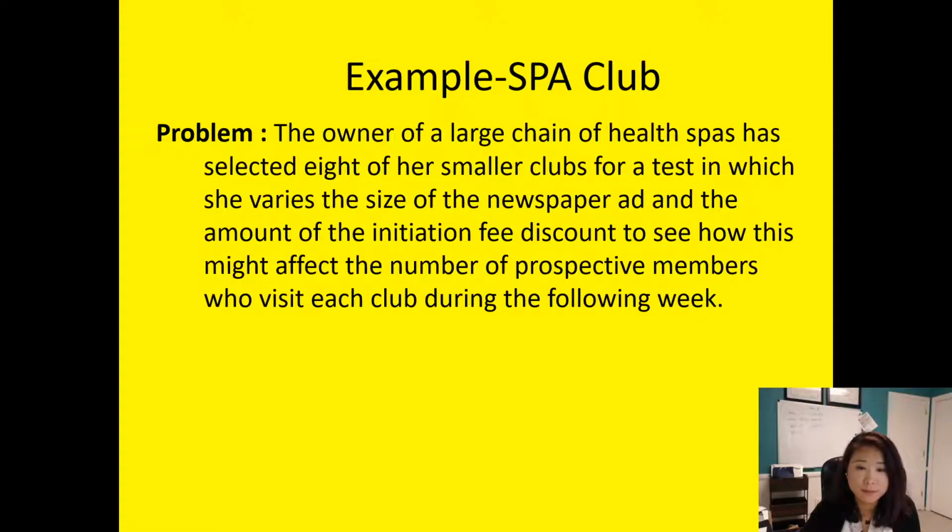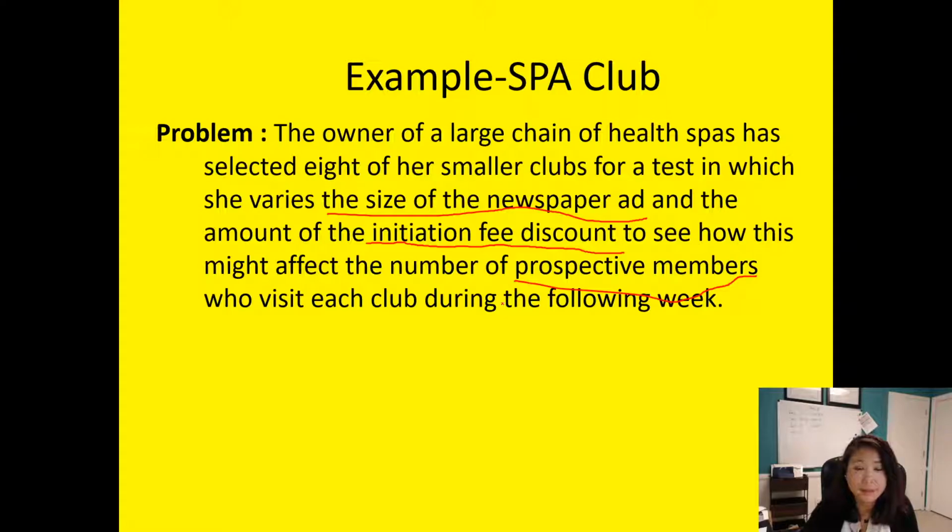Yes, 3 variables. The first variable is the prospective members. The second variable is the size of the newspaper ads. And the third variable is the initiation fee discount, so the discount fee. So the question is, as our first step, you have to understand which variable is your x variable and which is your y variable. Look at these 3 variables: which one is your y, and which are your x variables?